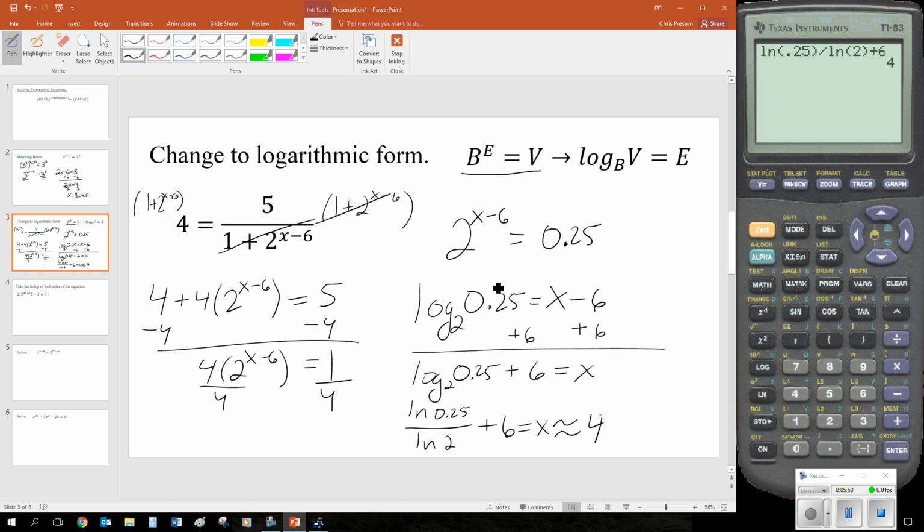Probably if I had left this as a 1/4, it would have been a little bit more obvious to us that log base 2 of 1/4 is equal to -2. -2 plus 6 is 4. So that's exactly 4. So that's why it's always a good thing to check your work with your calculator to make sure it didn't work out nicely and you just kind of lost it with this decimal value, for example.